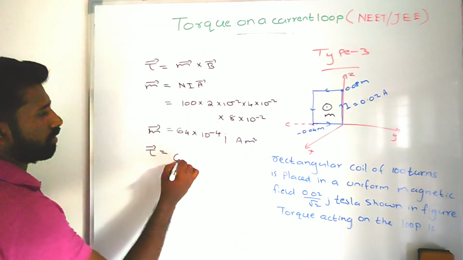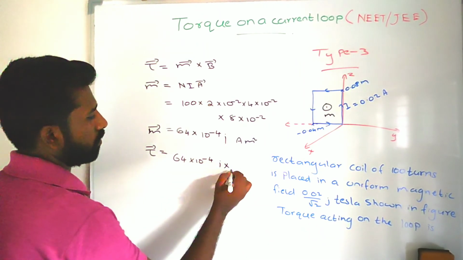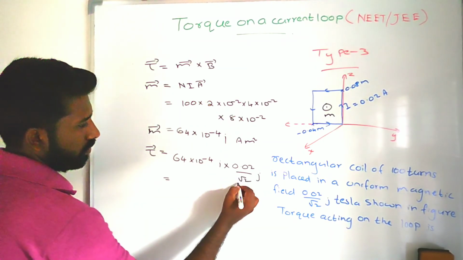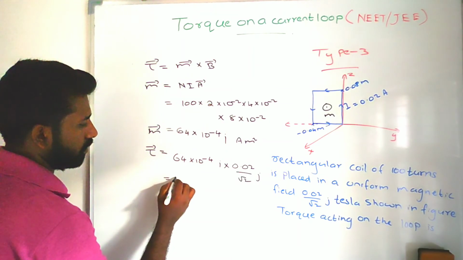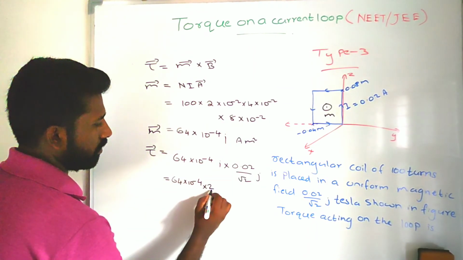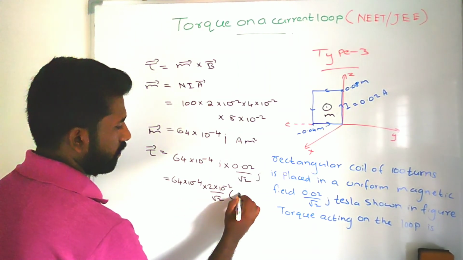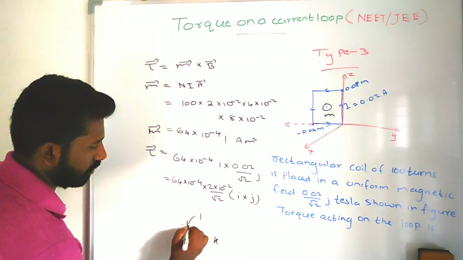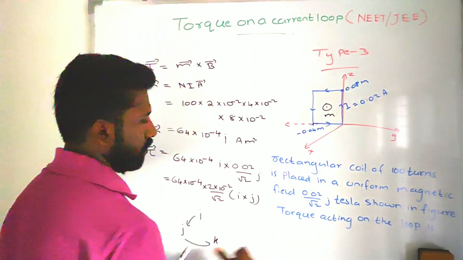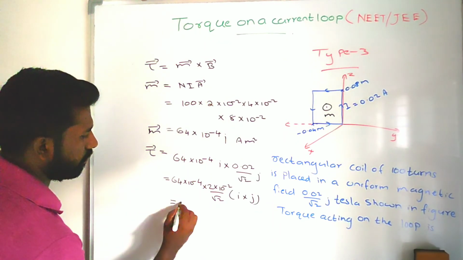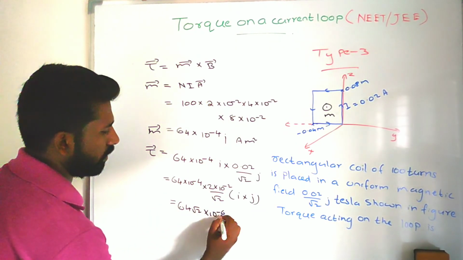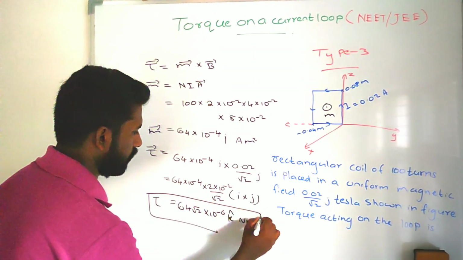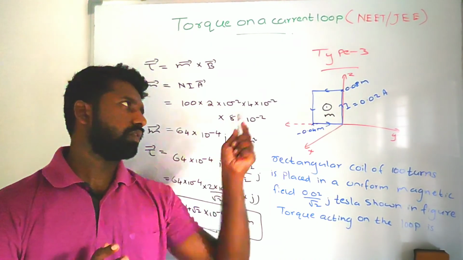Now we can find out the torque. Torque is equal to 64 into 10 power minus 4 i cross B value. What about the B value? That is 0.02 by root 2 j. Before cancelling, we can write 64 into 10 power minus 4 into 2 into 10 power minus 2 divided by root 2, then i cross j. What about i cross j? This is i, this is j, and this is k. So i cross j is k. So you are getting 64 root 2 into 10 power minus 6 k. This is the torque, and its unit is Newton meter. This is the torque acting on this rectangular loop, and that is about type 3.